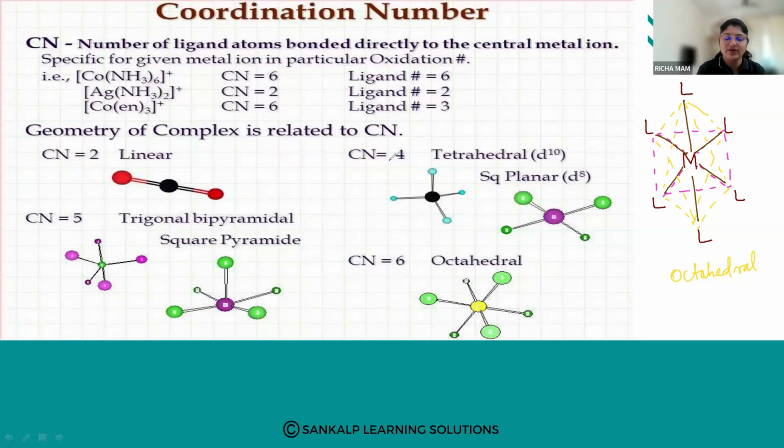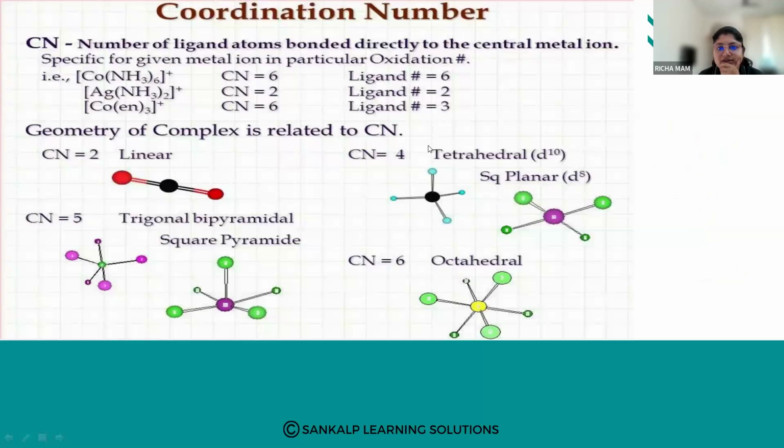Next we are going to see the coordination sphere, how to write that complex, then homoleptic and heteroleptic. All these things we will study in the next class, followed by the nomenclature of coordination compounds. Any doubts in today's session?